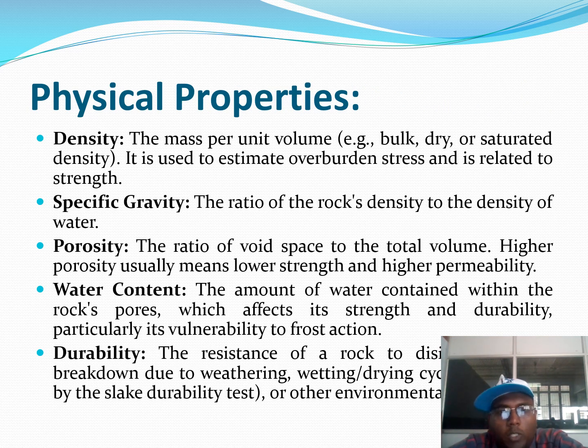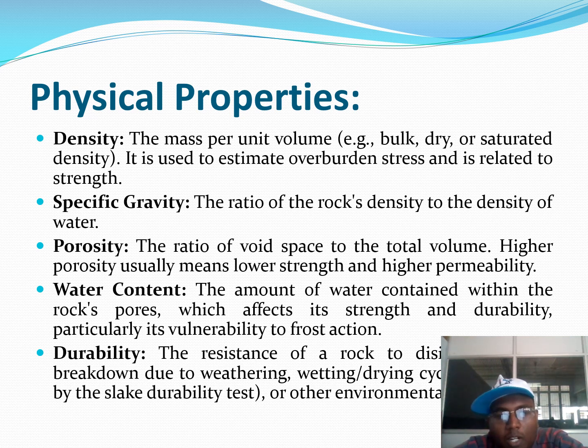Next we see the physical properties of rock. Physical properties include density, specific gravity, porosity, water content and durability. Density is defined as the mass per unit volume. It is used to estimate the overburden and is related to the strength. Specific gravity is defined as the ratio of rock density to the density of water. Porosity is defined as the ratio of void volume to the total volume. Higher porosity usually means lower strength and higher permeability.